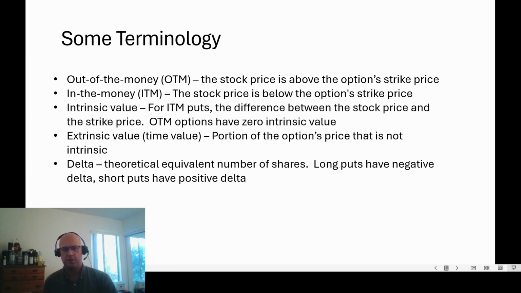So for puts, long puts that you buy inherently have a negative delta, so it's like being short the stock. Conversely, if you are a put seller, a sold put, a short put has a positive delta and is theoretically similar to being long a certain number of shares of stock. So let's switch over now to the trading platform.